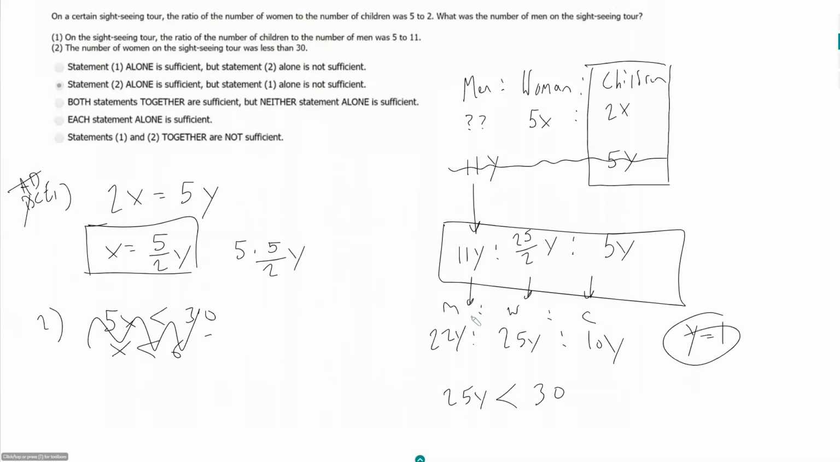And so based on that, my men must be equal to 22 times 1, which is 22. In other words, I can find out how many men, women, and children I have. And they could have asked for any of those. I got 22 men, I got 25 women, and I got 10 children. And I got 57 total people in my group. And that was only with both statements together that I figured that out.